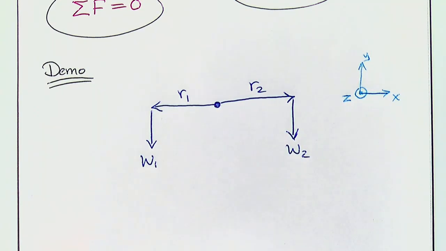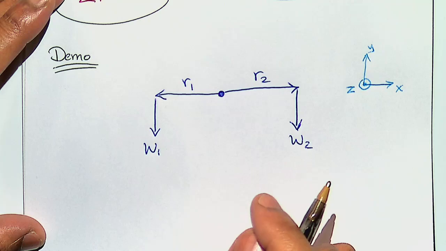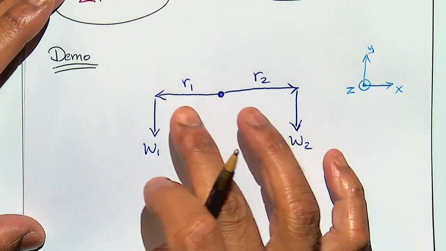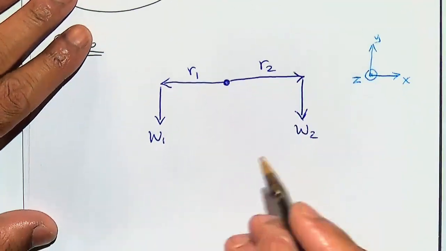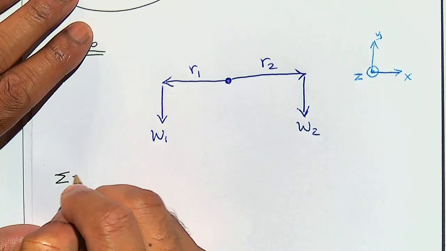All right, so now we are going to sum the torques, right? For there to be static equilibrium, one of the conditions is that the torques should sum to 0, right? So let's sum up all the torques.